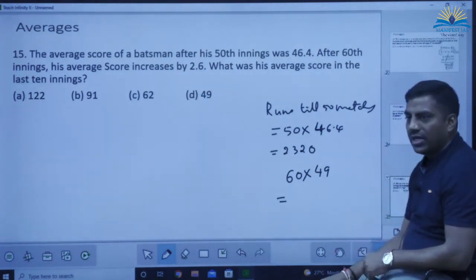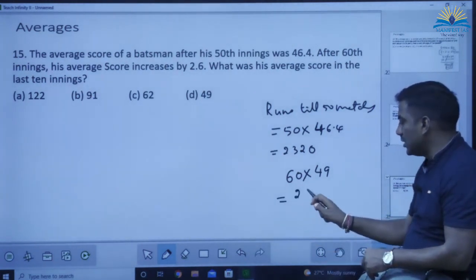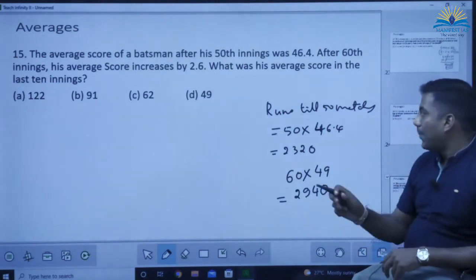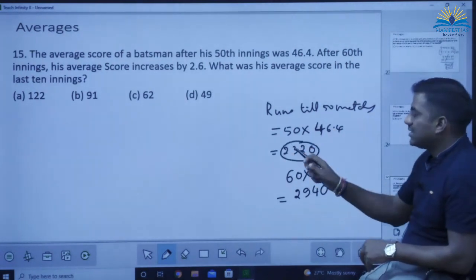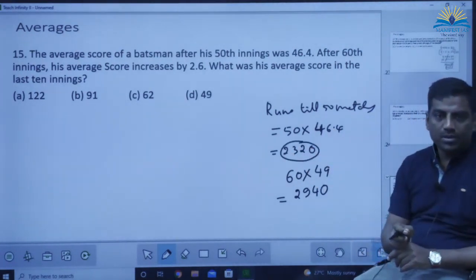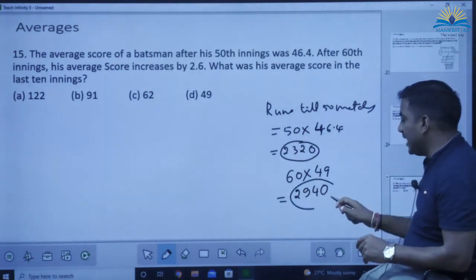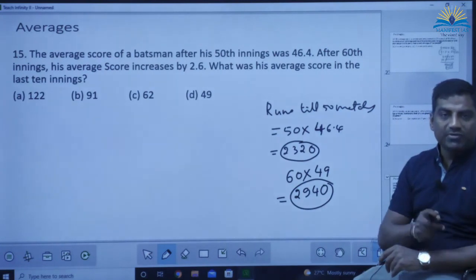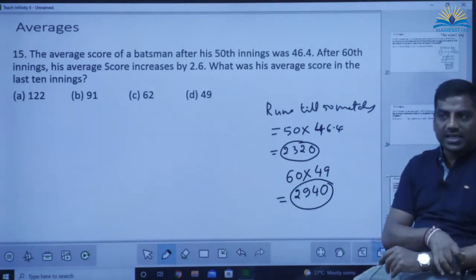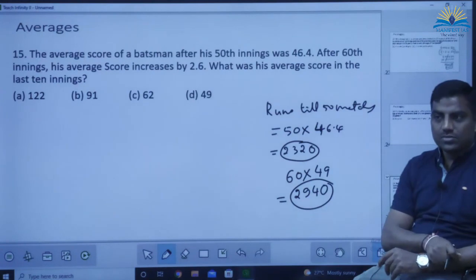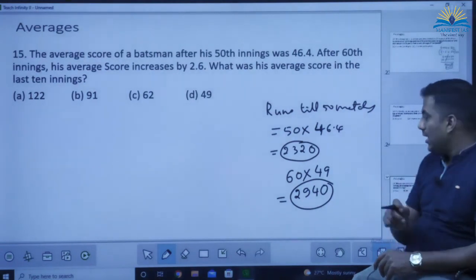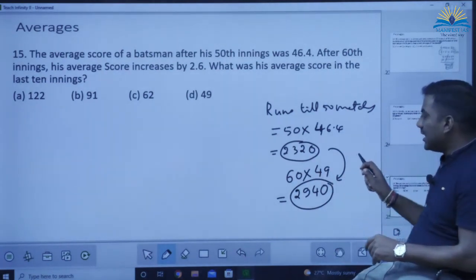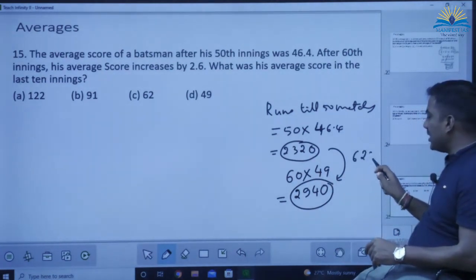60 into 49. That is 2,940. Up to 50 innings, his runs were 2,320. After 60 innings, his runs are 2,940. That means between the 50th inning and 60th innings, he has played 10 innings, no? He has played 10 innings. In that, how many runs has he scored? In 10 innings, he has scored 620 runs.